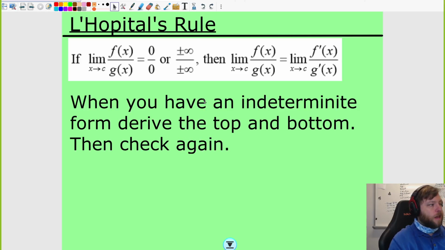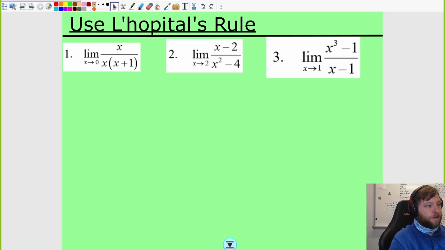And then you check again. And then you can keep doing that if it's still indeterminate. So, for example, now in the algebra way, I would take a problem like number 1. I could cancel out the x's, and it was equivalent to 1 over x plus 1. We're plugging in this limit, and you'd get 1 over 1, so just 1.